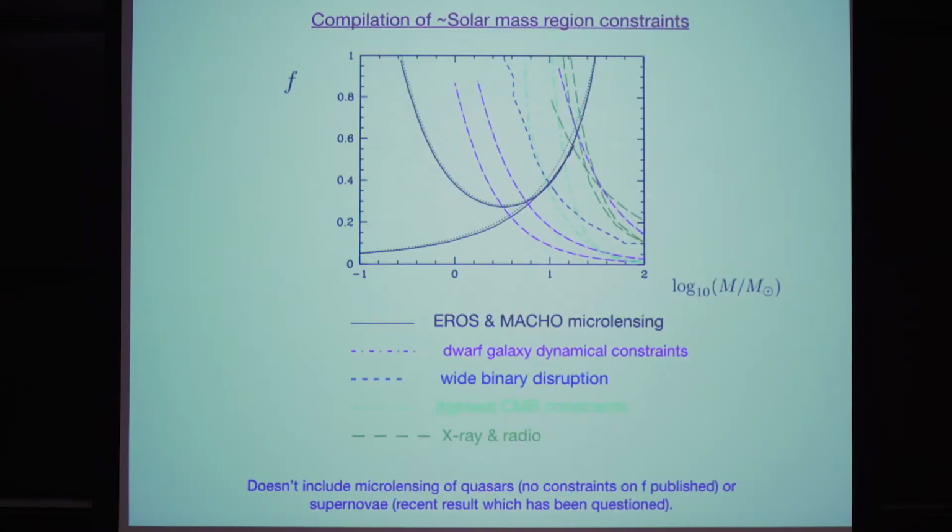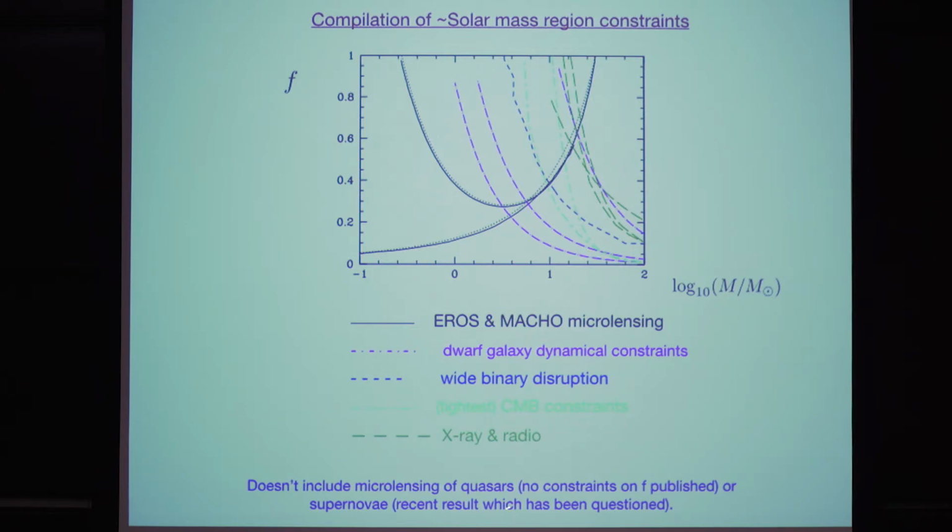Here is a compilation I made, I think, back at the end of last summer, of the constraints in the solar mass region. This is F on a linear scale between 0 and 1, with a log scale of masses between 0.1 solar masses and 100. We've got the EROS and MACHO microlensing constraints very tight down here, becoming weaker. And then this bunch of other constraints I've just told you about, which rule things very tight up at 100 solar masses and then get weaker down here.